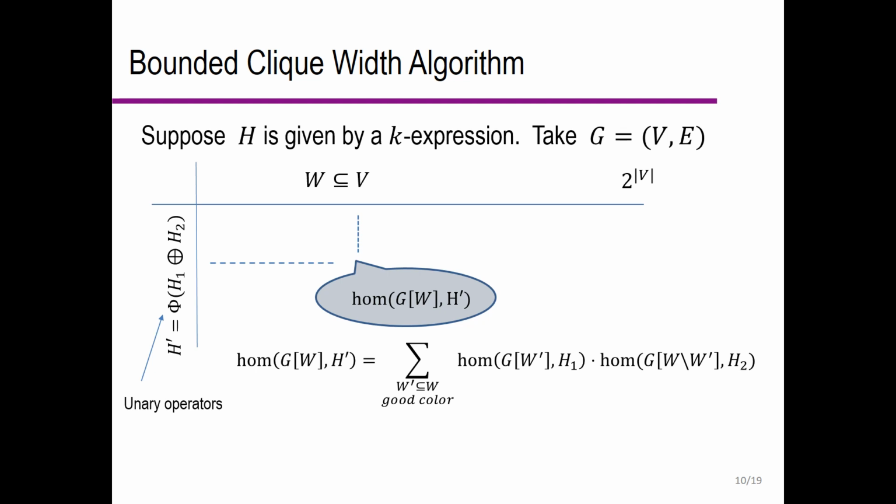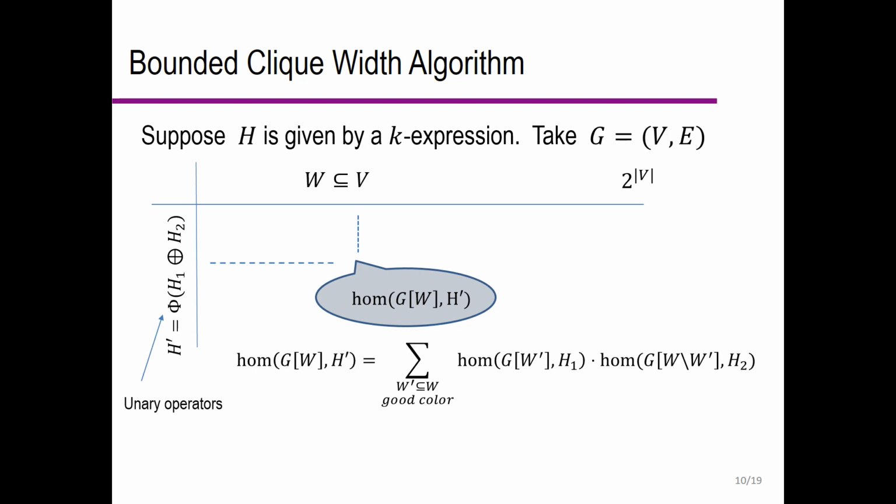Okay, so when we fix a partition and the coloring, we can compute the number of homomorphisms as follows. First of all, we compute the number of homomorphisms from W to H1. That's one of the existing values already computed. Also, the number of homomorphisms from the complement of W' to H2. We also know this value as well.